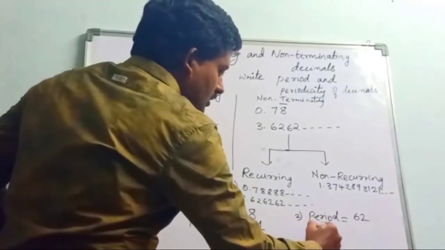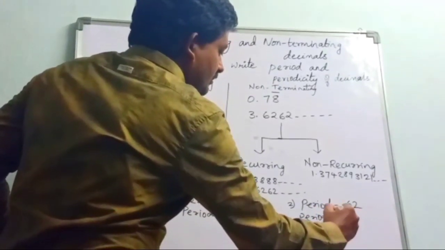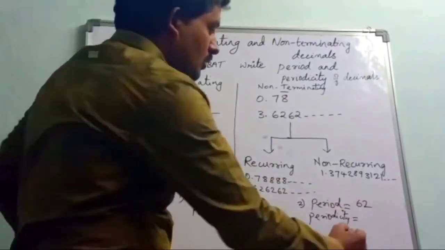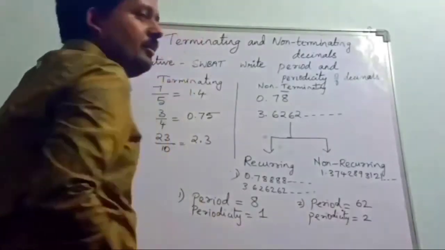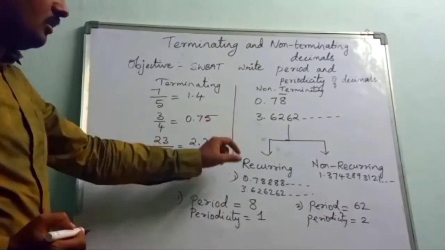And what is the periodicity? How many digits are these? 2. So 2 will become the periodicity. I hope this is clear for you all. We'll just go over it once again.